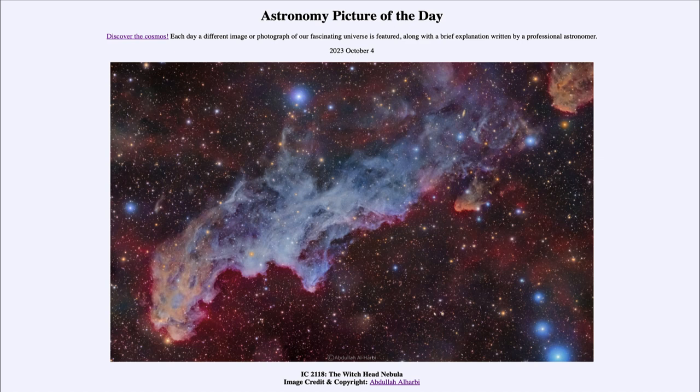So that was our picture of the day for October 4th of 2023. It was titled IC2118, the Witch Head Nebula.